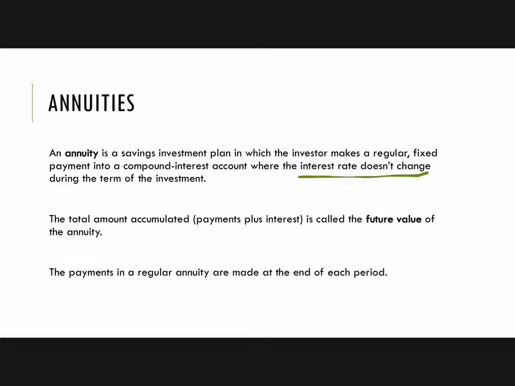The total amount accumulated for an annuity is called the future value, and we find the total amount just by adding the interest plus all of the payments. So normally in the past we've talked about a future amount as the principal plus the interest, but here, since payments are also being made, it's almost like that principal increases over time with each of those payments.